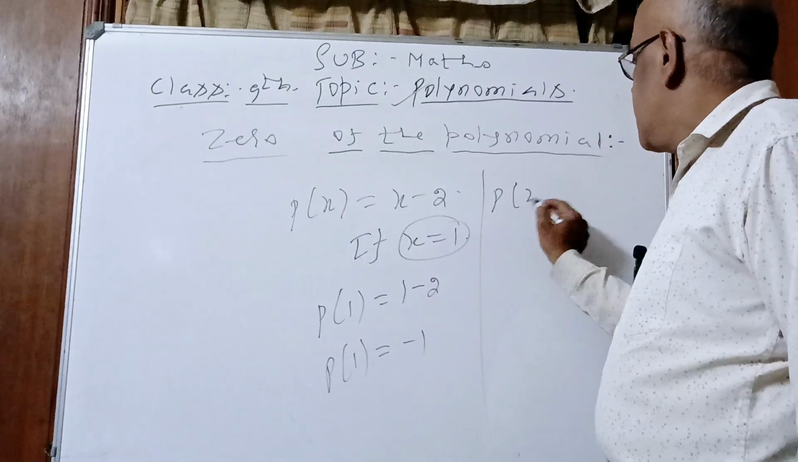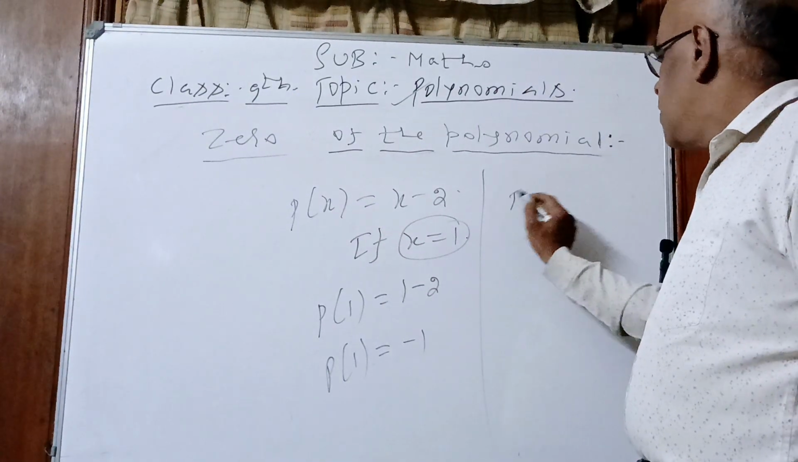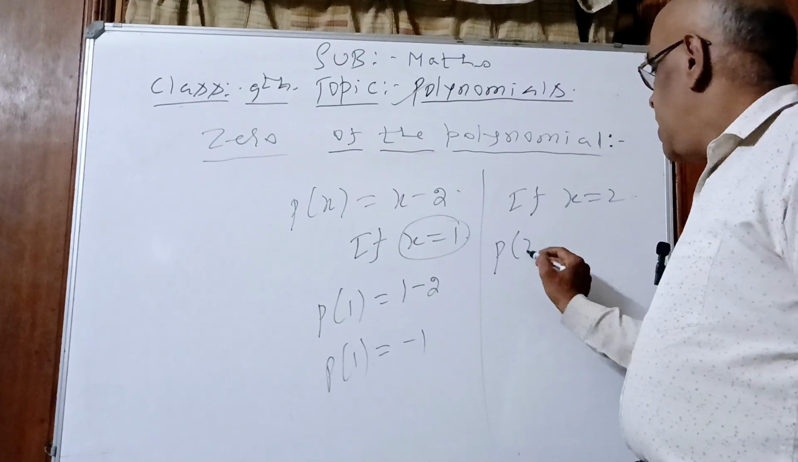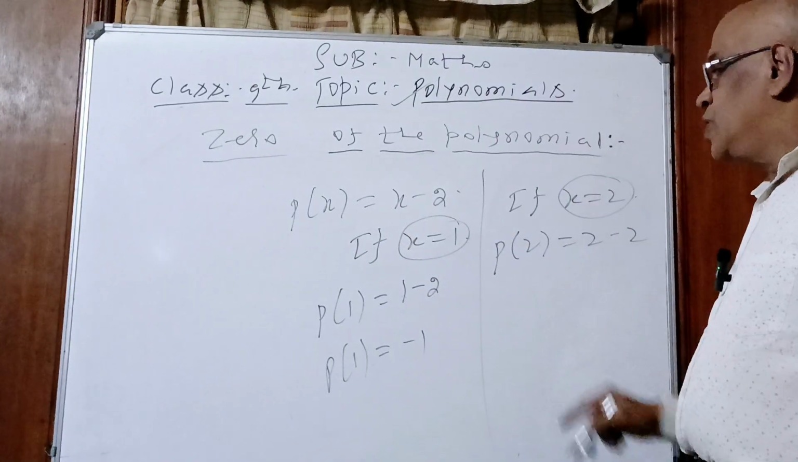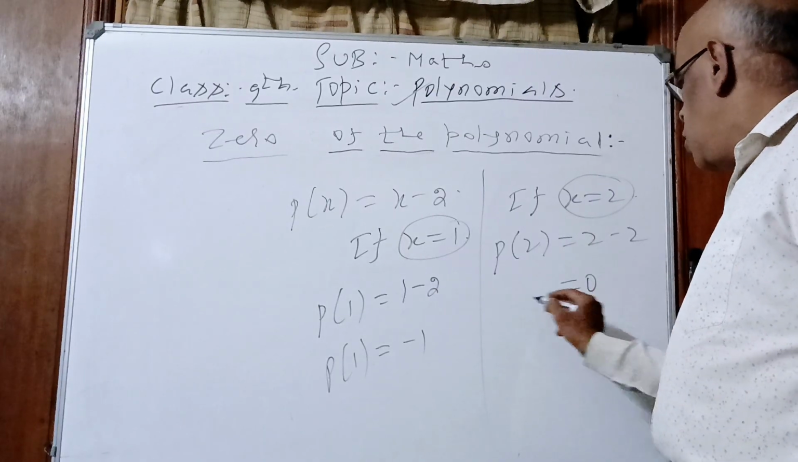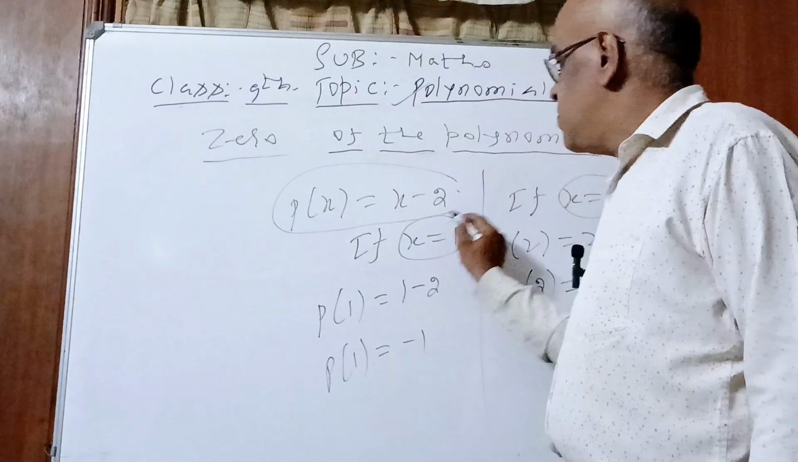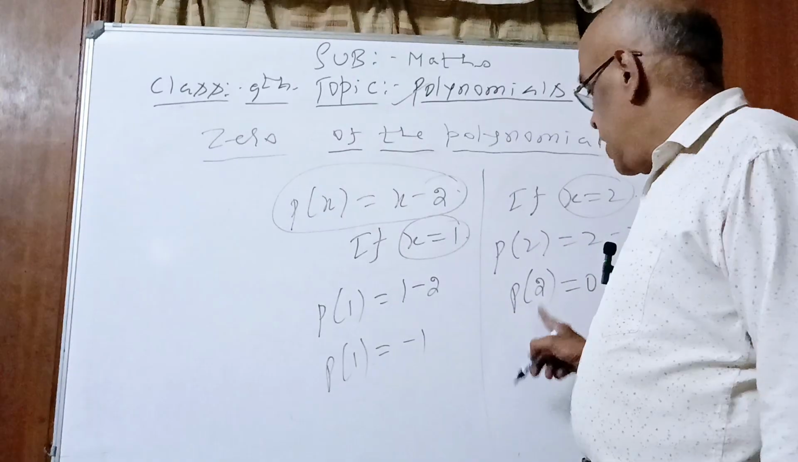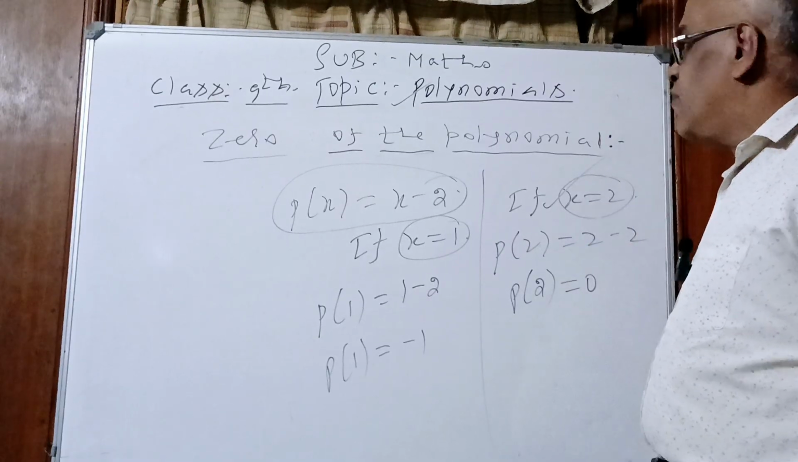In place of 1, you put 2. If x is equal to 2, what do you get, children? P of 2 is equal to 2 minus 2. This 2 is the value of x we assume, and minus 2 is in the given question. 2 minus 2 is 0. What is P of 2? In the given polynomial, P of x is equal to x minus 2, substituting x is equal to 2, what do we get, children? We get the answer 0. Then the value substituted is called zero of the polynomial.